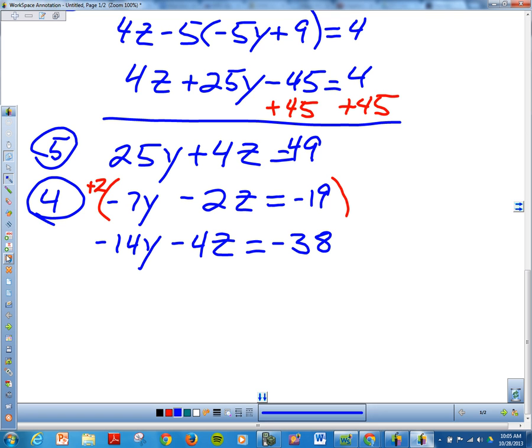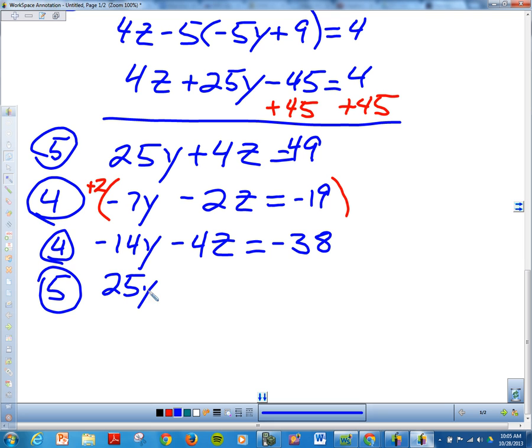So what I like to do is rewrite this equation below. If you guys combine vertically, you know, forgetting about this middle equation here, I see you make a ton of mistakes. So I personally am not going to be lazy. So here's my new equation 4 again, right? And I'm going to rewrite equation 5 down here, just to prevent you from making mistakes. So we get 25y plus 4z equals 49. Now I can combine these 2 vertically.